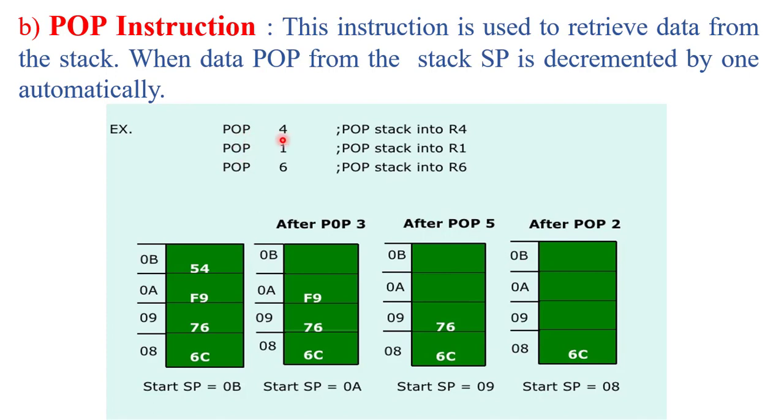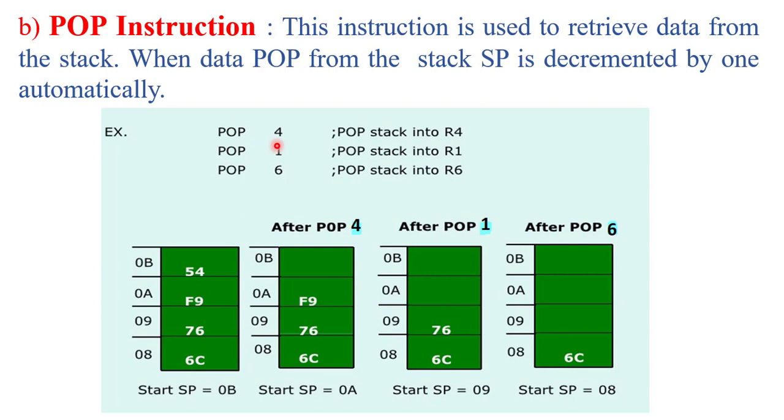This instruction tells that pop the data from the stack and store it in the R4 register. So when this instruction is executed, the microcontroller pops the content from the 0B location and stores the data into the R4 register, because the stack pointer first points to the 0B value. So the content from 0B is popped first. And when data is popped, the stack pointer is decremented by 1. So the next value of the stack pointer is 0A.